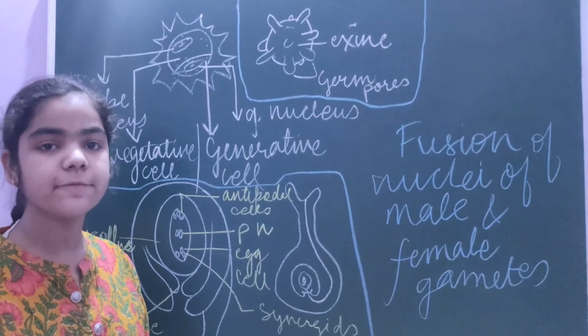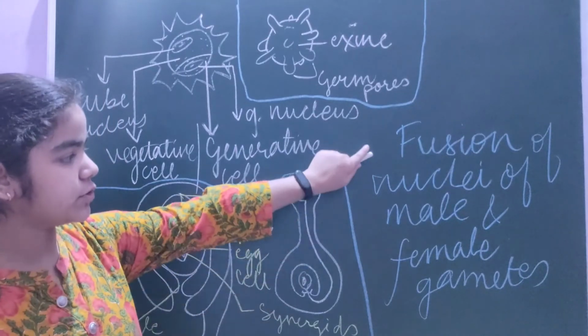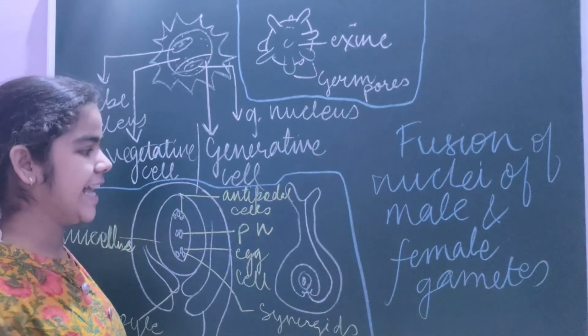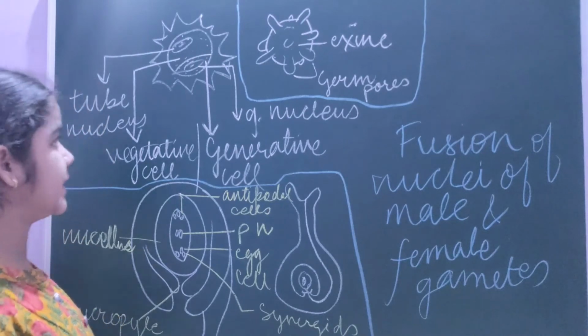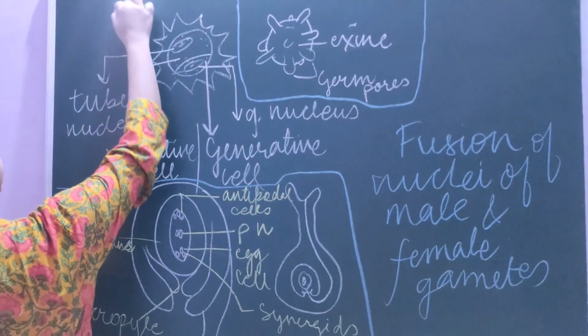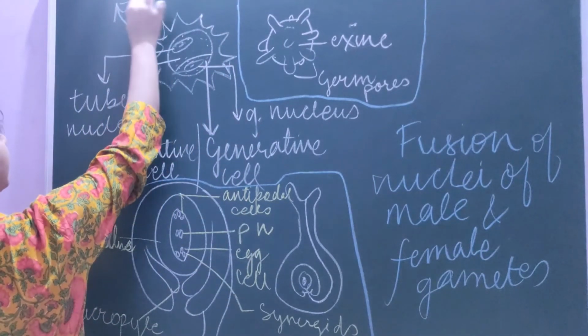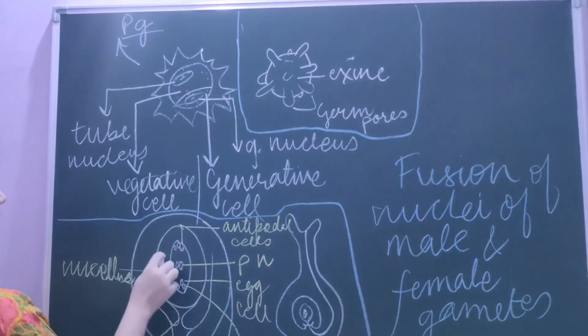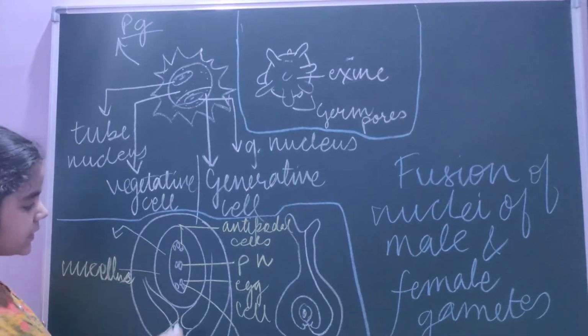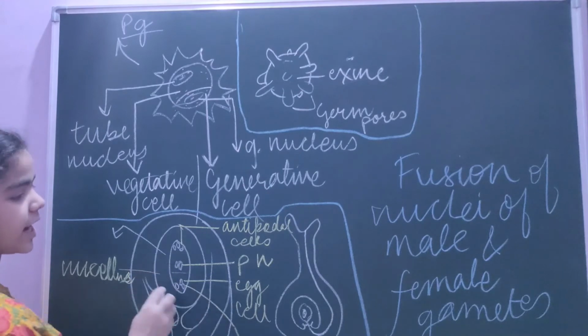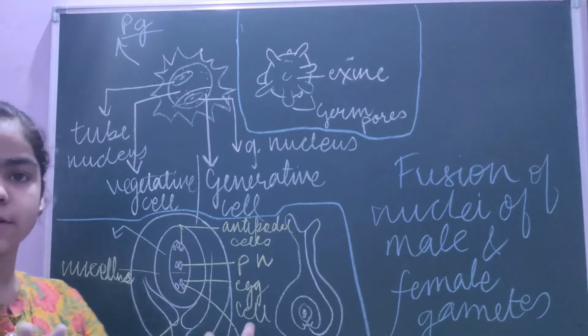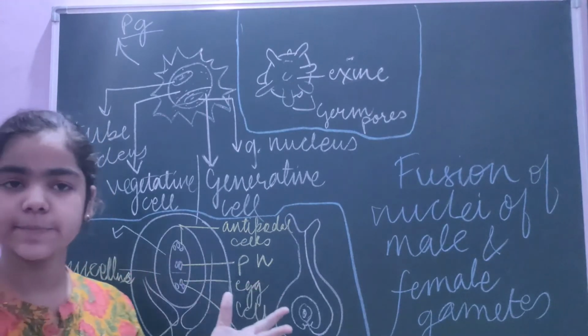The term fertilization simply means the fusion of nuclei of male and female gametes. Now the male gamete is the pollen grain. This is the structure of a pollen grain, and this is the structure of an ovule. See, the egg cell here, eggs are the female gametes. Now let us discuss this in detail.